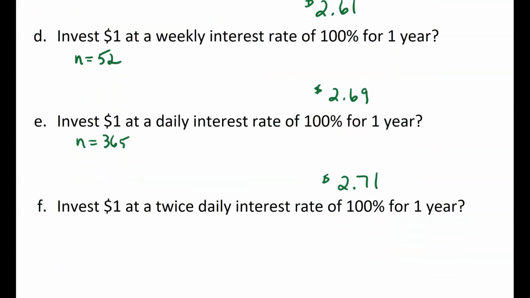What if we went to twice daily? That's an N of what, 730? Anybody calculate that already? Let's go ahead and go 3 decimal places. 2.716. Okay. Now what's happening? It's not really growing. Not really growing very much.